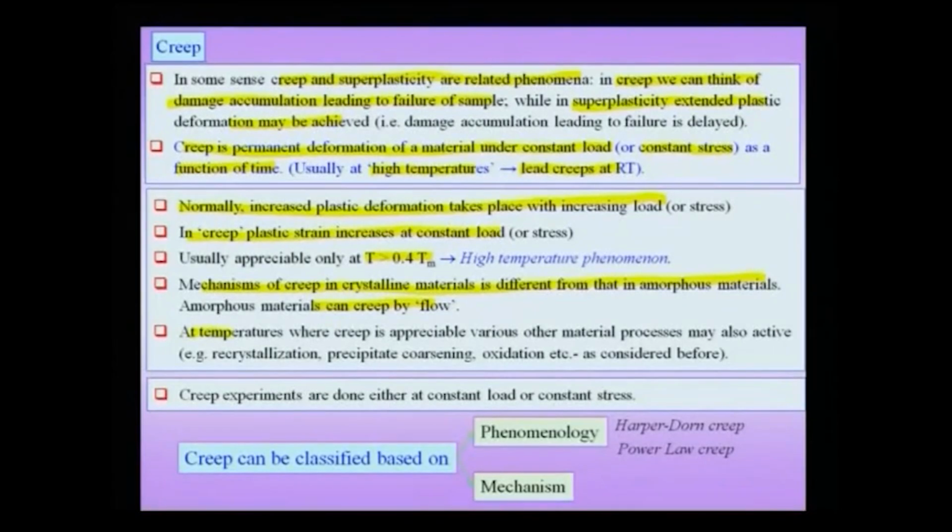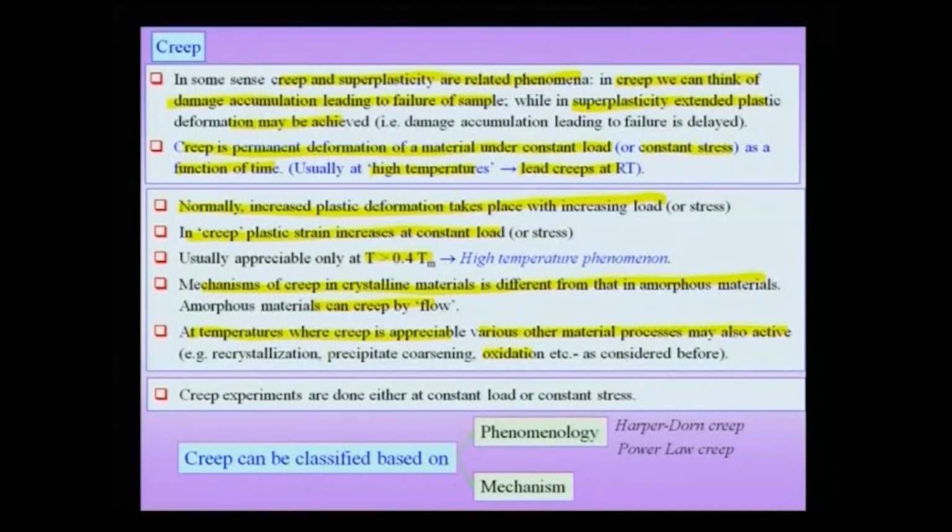It is important to note that at temperatures where creep is appreciable, various other material processes may also become active, and these of course may contribute to creep. They may lead to failure, they may even corrupt your creep data, but it is important to note that high temperature is the region where all kinds of thermally activated processes take place, like oxidation, precipitate coarsening, recrystallization, etc.